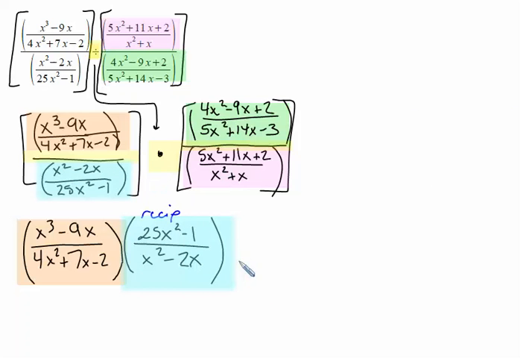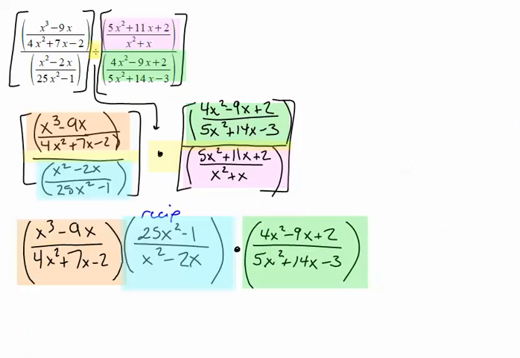Next up, we continue this multiplication problem. And now we've got another expression. Well, when we divide by a big fraction, we leave the numerator alone. So the part in green will remain unchanged: 4x squared minus 9x plus 2 all over 5x squared plus 14x minus 3. That remains unchanged. However, instead of dividing by the magenta fraction, we are going to change it into multiplying by its reciprocal. So when we multiply by its reciprocal, it'll be x squared plus x all over 5x squared plus 11x plus 2.